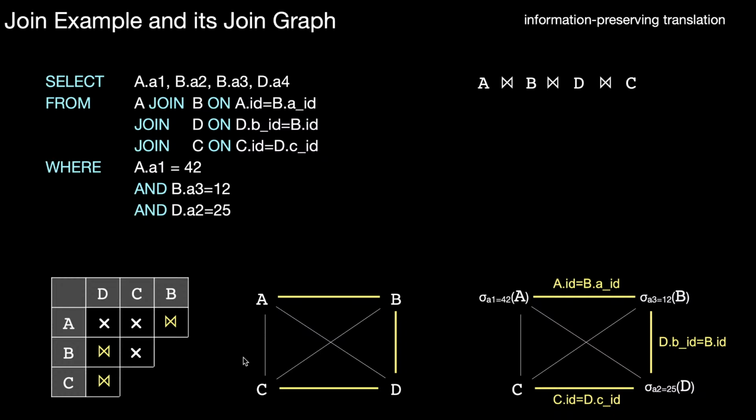I can also have another join condition among A and C and B. So it doesn't have to be a tree. It can be a more general graph.